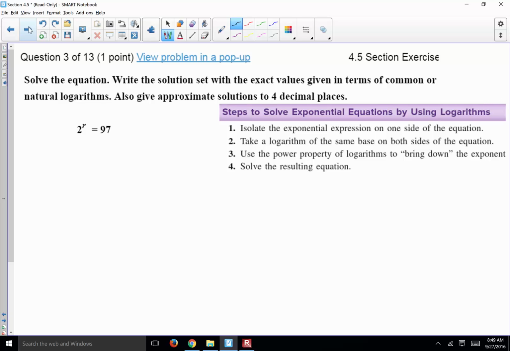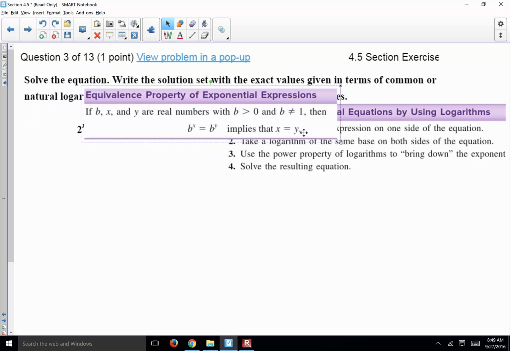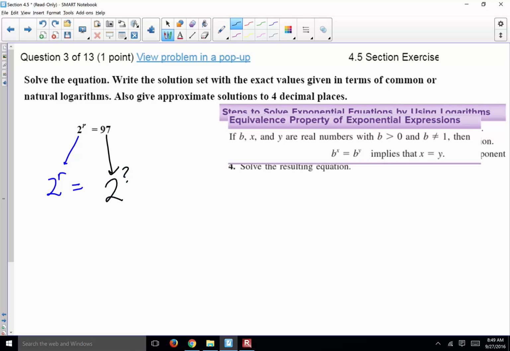Well, it's the same deal. I will try to use this fact again. Just make the left side into a power. Oh my god, it's already a power. How great is that? And make the right side into a power, guys. Make 97 into a power of 2. What power of 2 is 97? And we can all go home.